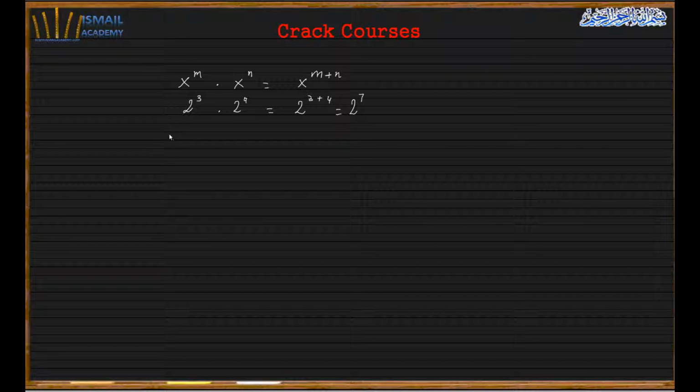If I expand this into a product, it's going to be 2 times 2 times 2 times, and here it's going to be 2 four times. As you see, if I count how many 2s I have here, it's going to be 2 to the 7th power. So when we have the same root, we add the exponents. Same root product, add the exponent.